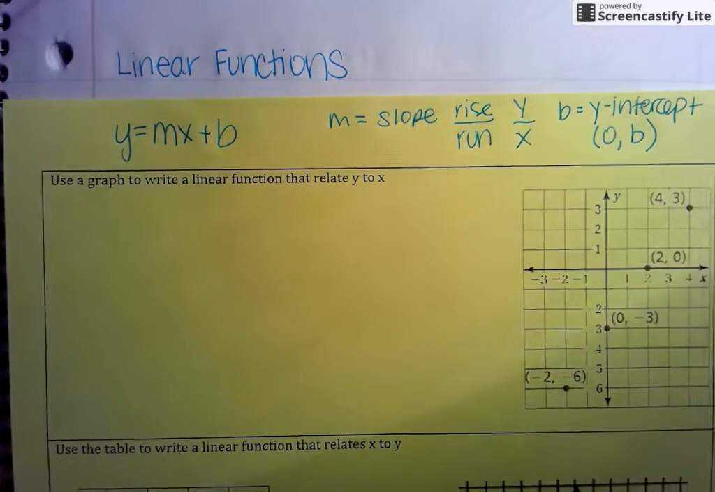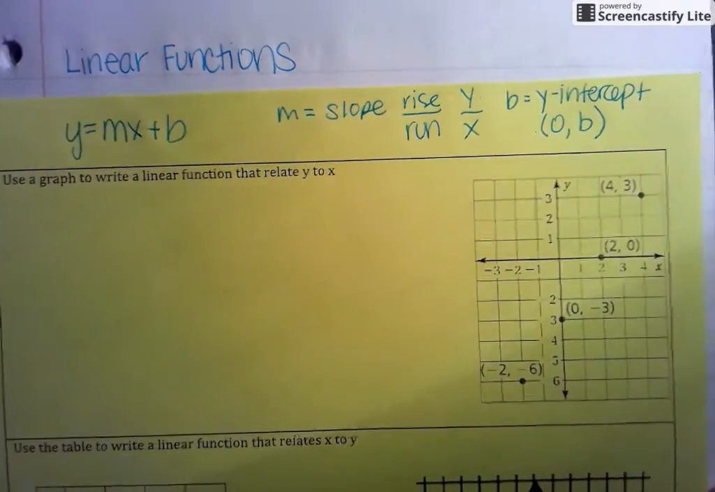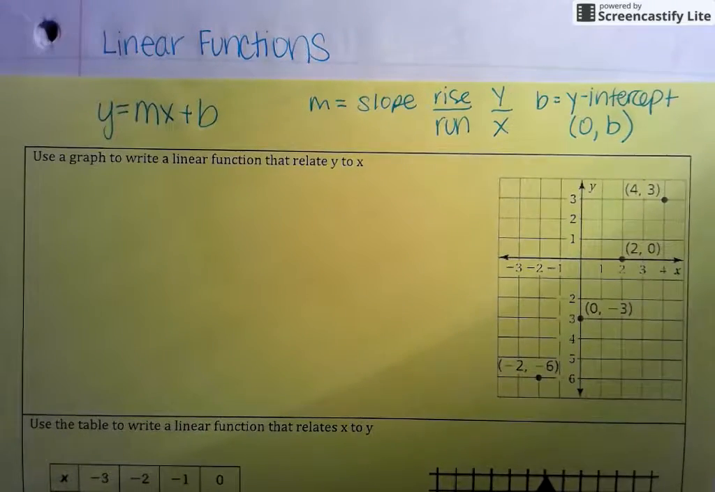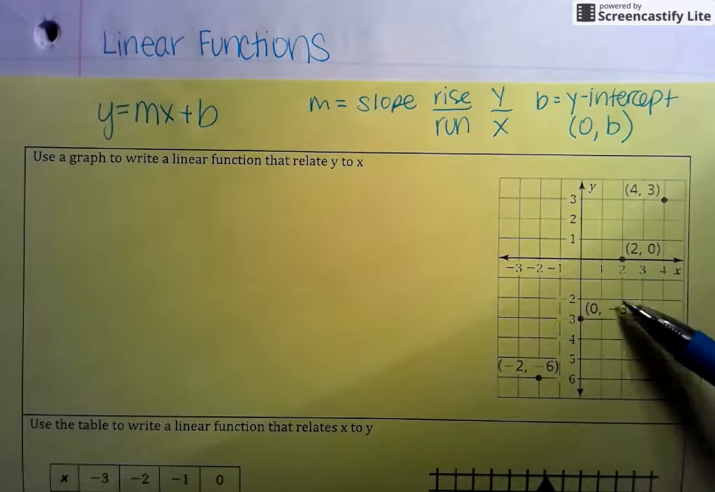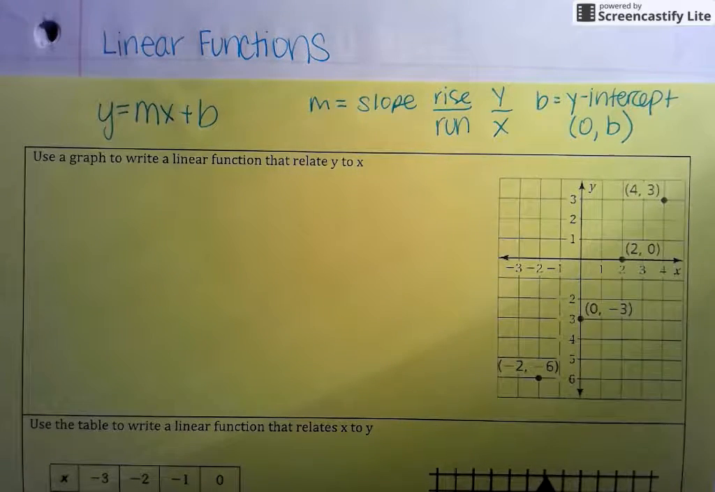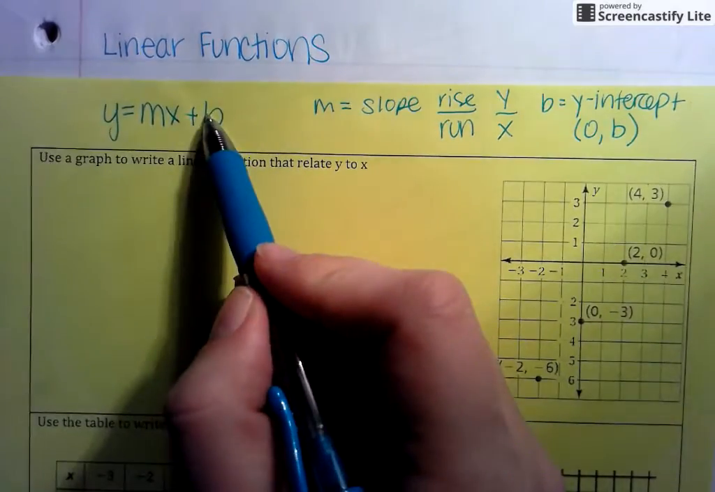So in this case, we're now going to look at how we're going to use a graph to write a linear function that relates y to x. So we're going to look at this linear function, and we're going to say to ourselves, okay, what do I see that I can use here to help me find my y equals mx plus b? Well, in this case, I noticed that my y-intercept is located on the graph, which is (0, -3). I know I have to find my slope, and I find my y-intercept.